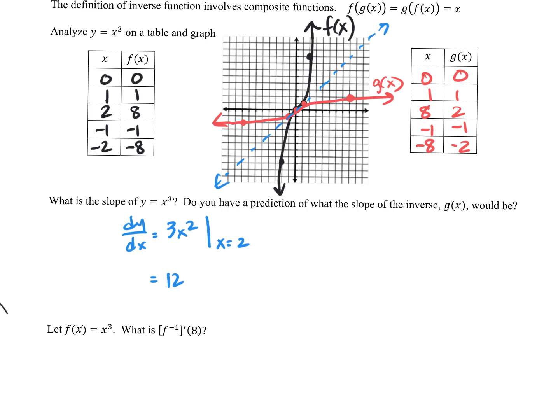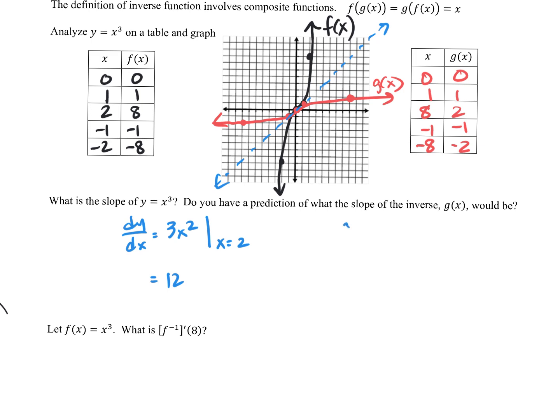At (2, 8), the function had a slope of 12. Oh, x equals 8, I see. When x is 8, you're saying my slope is going to be 1/12? Because you're saying the inverse point will have the reciprocal slope. I like it. You're down, Steph? Love it. So let's go check, you guys.